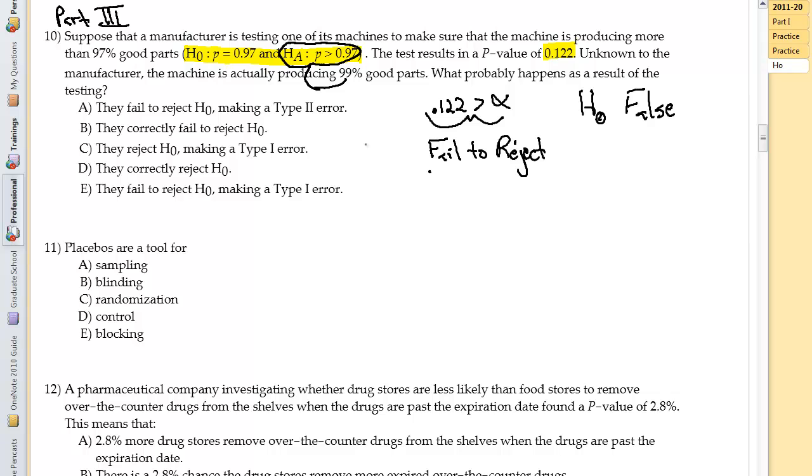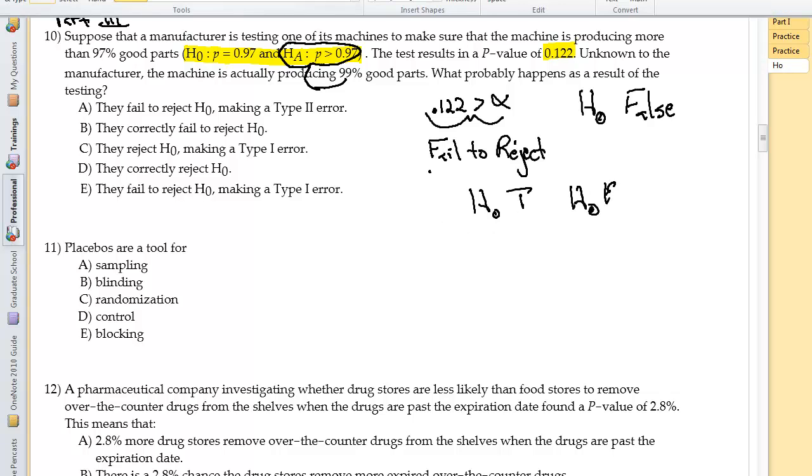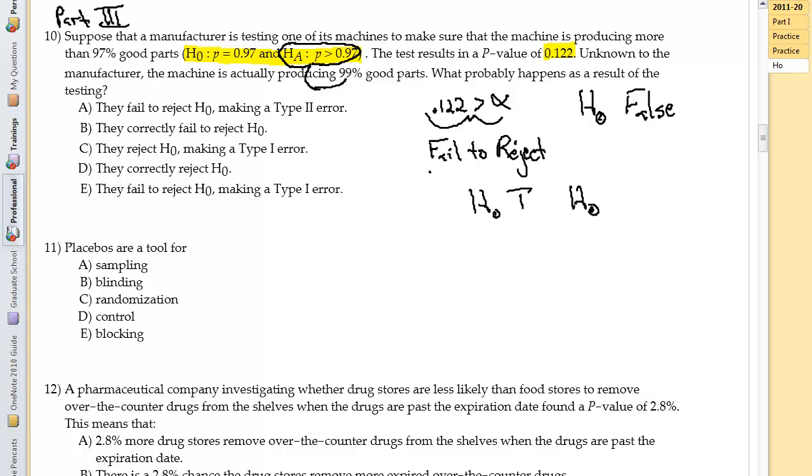What have I always told you? Like 18 times. I don't do any type of error testing unless I draw my chart. So H naught is true, H naught is false. Ooh, that's a terrible F. Let's fix that. All right, false. And so we reject and we fail to reject.